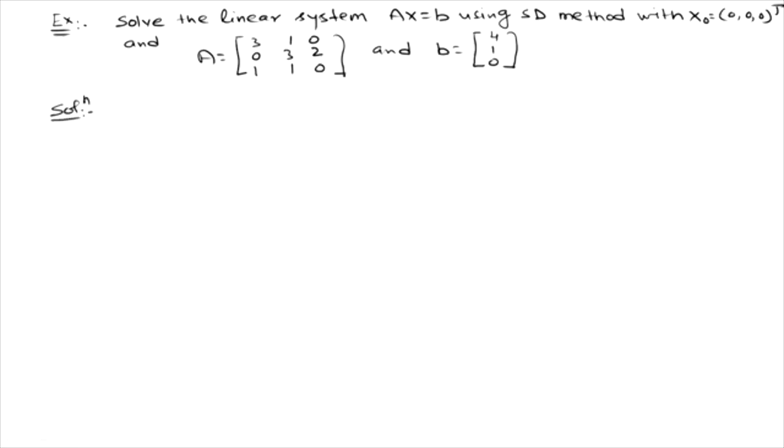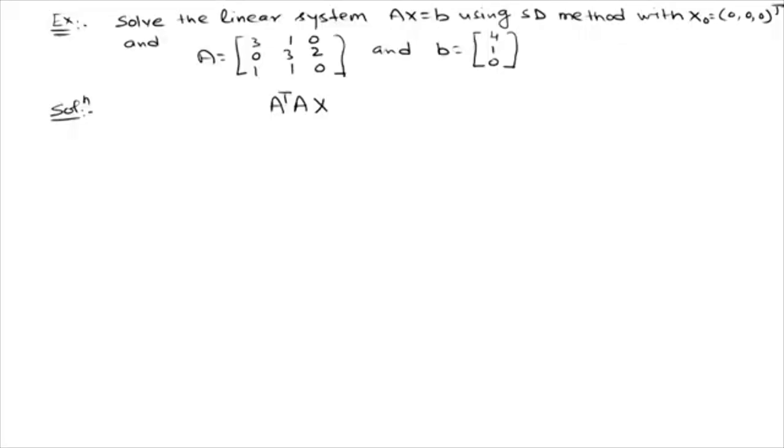So, if you see that the matrix A is neither symmetric nor positive definite. Hence, we cannot apply the gradient steepest descent algorithm directly on this system. Means, we cannot minimize the functional half of x transpose A x minus x transpose b using the steepest descent method. So, what we will do here, we will apply the method on A transpose A x equals to A transpose b. So, let us first calculate A transpose A.